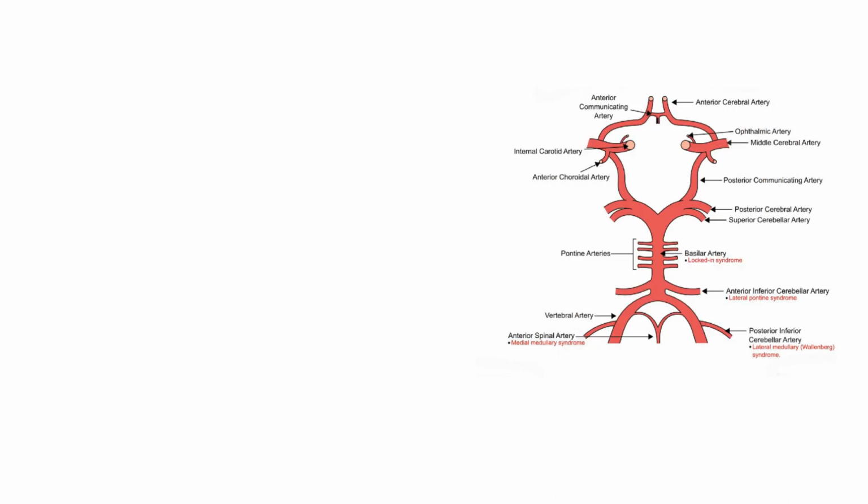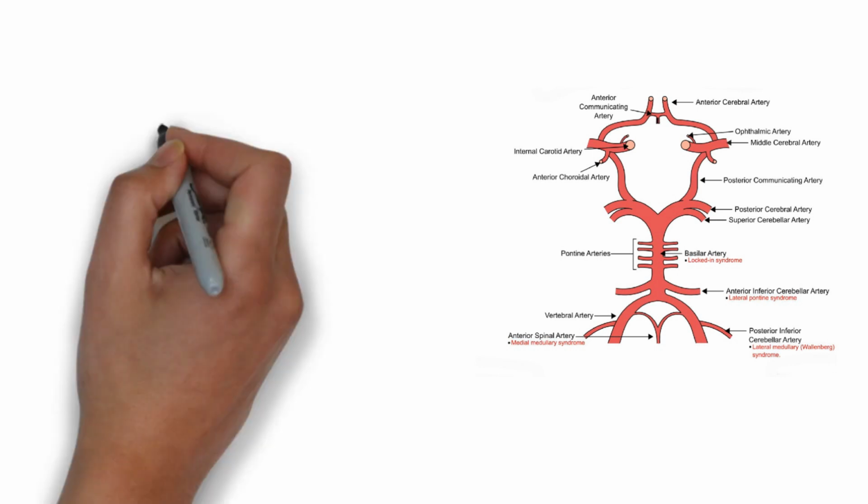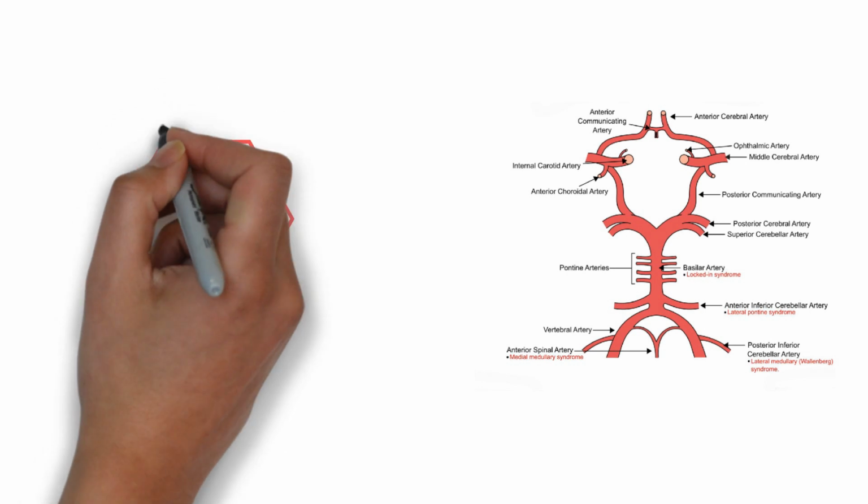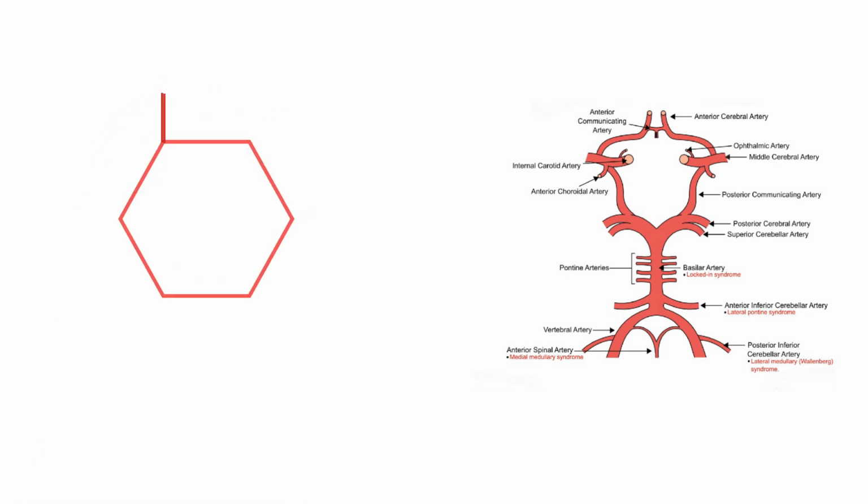Now come to the most important point of this lecture, that is the circle of Willis. This is how the circle of Willis looks, and we are going to simplify it. Take a pen and paper and try to draw a diagram with me. So first of all, make a hexagon. I know you are a medico, but I guess you know that this is a hexagon. Now draw two lines above it, just like antennae. So we draw these two lines here.